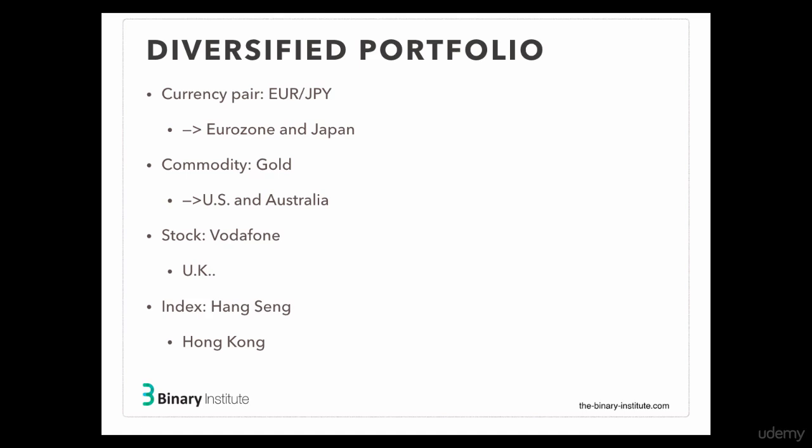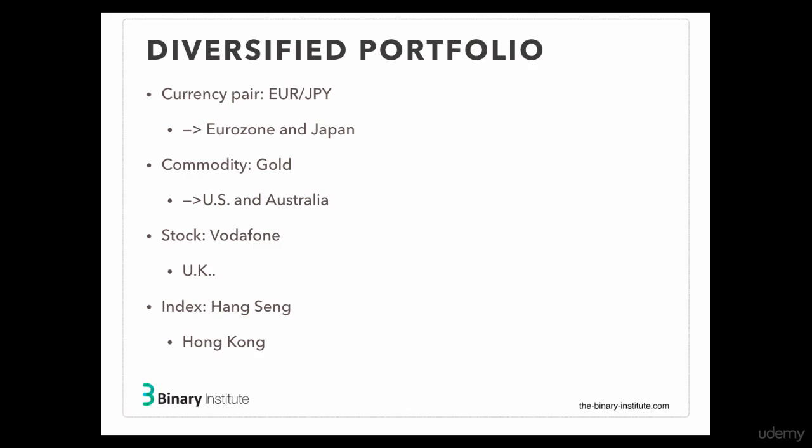Now, as you can see, there's very little overlap between any of our assets. If something happens in the Japanese economy, it will likely have no effect on our stock, commodity, or index. If something happens in the British economy, it most likely will not affect our currency pair, our commodity, or the index, and so on and so forth. So, this diversification strategy will allow you to lower inherent risk in the market that could affect your trades when you're opening positions.